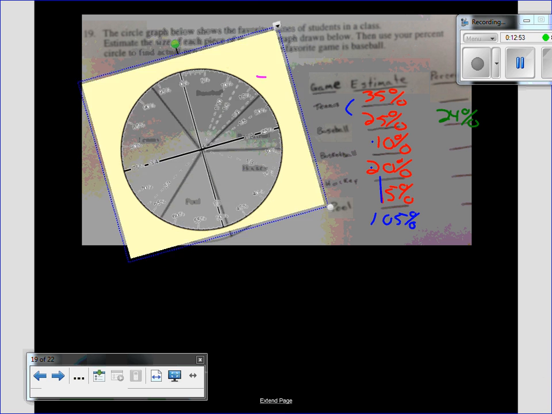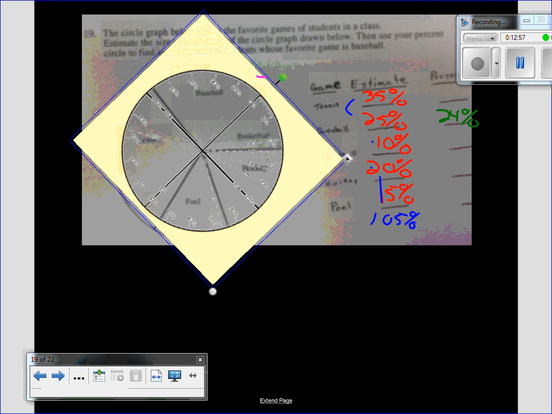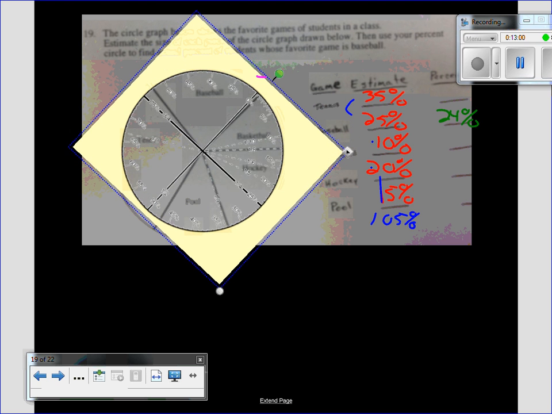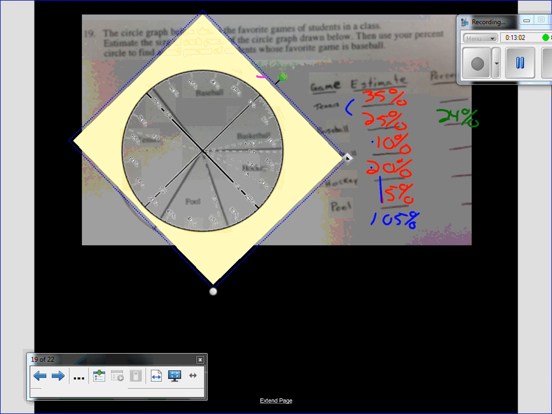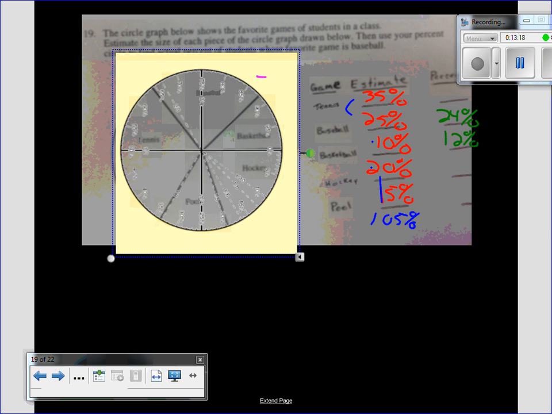Now we're going to go ahead and measure basketball. I'm going to move this around, right? Always have the left be the 0. So that looks like it's right around 12% for basketball. I'm going to use green here to stay consistent. That's pretty close to the 10% estimate. I'm going to move down. Hockey looks like it's right about 20%. I'll put hockey at 20%.